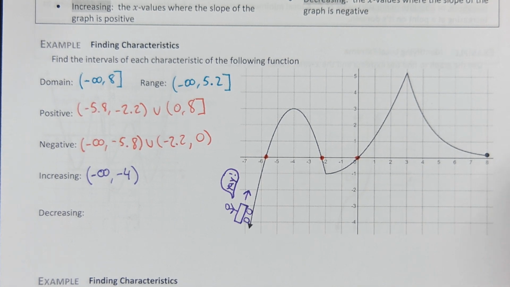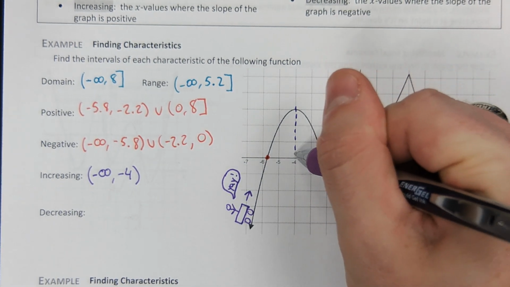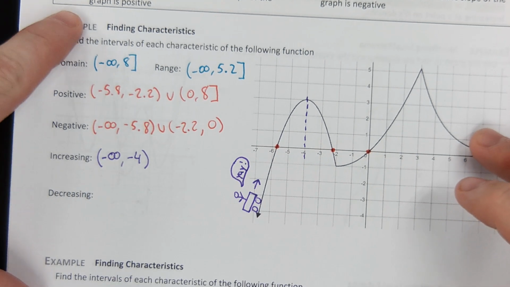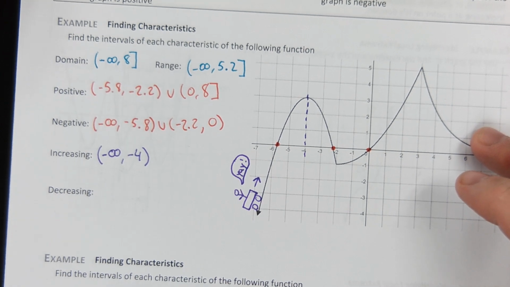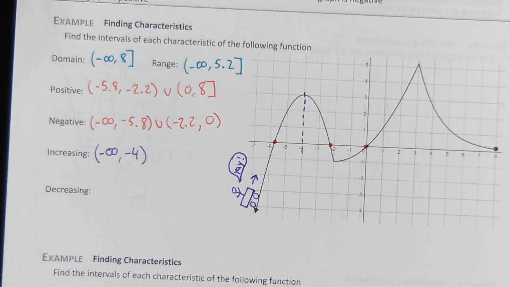Now here's the two answers I heard. I heard 3, and I heard -4. -4 is the x value where we stop increasing. 3 happens to be the y value we reach up to. But when we describe where things are occurring, we only refer to the x's. So when we say positive, negative, increasing, decreasing, we only do the x's.